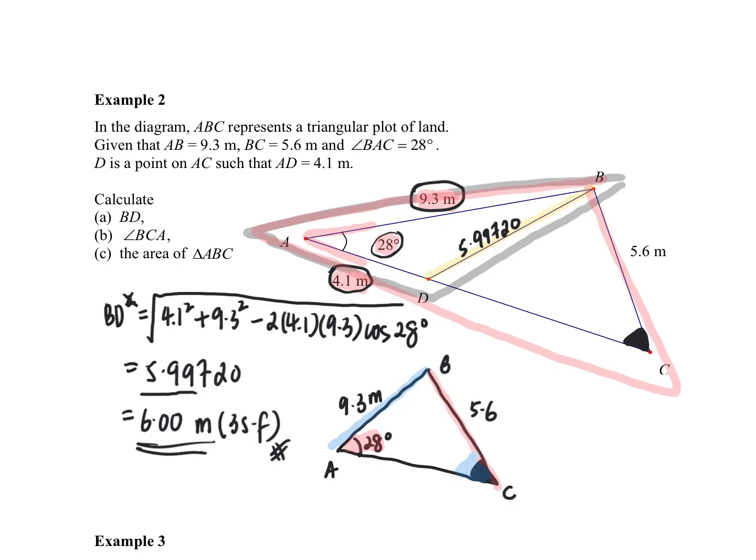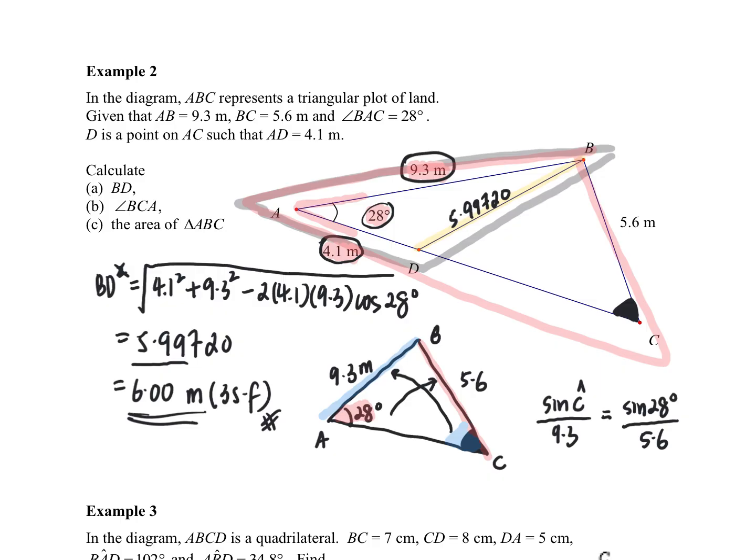So last lesson we mentioned, if you are finding angle, then put the angle on top of the fraction. So we try to solve this. Sine of the angle C over the opposite length. This is one pair of ratio you have. The other pair is this one: sine of the angle 28 over 5.6. So you set up the ratio. This is the only unknown that you want to solve.